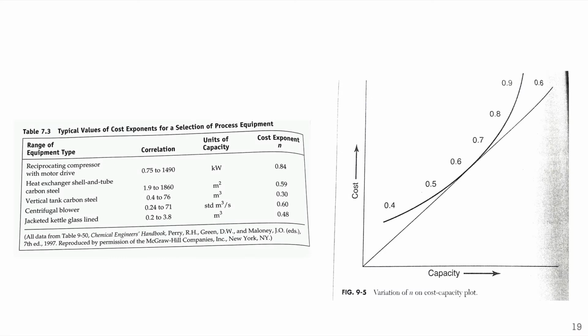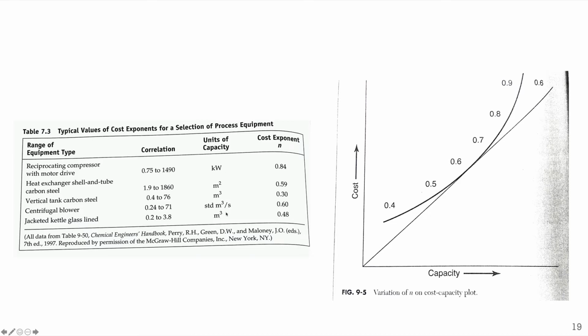So this is just to show you exactly that. Here on the left side, you have a table with the cost exponents for selected process equipment. So on the left side, you have different equipment like a compressor, a heat exchanger, a vertical tank, centrifugal blower, jacket kettle, glass line.